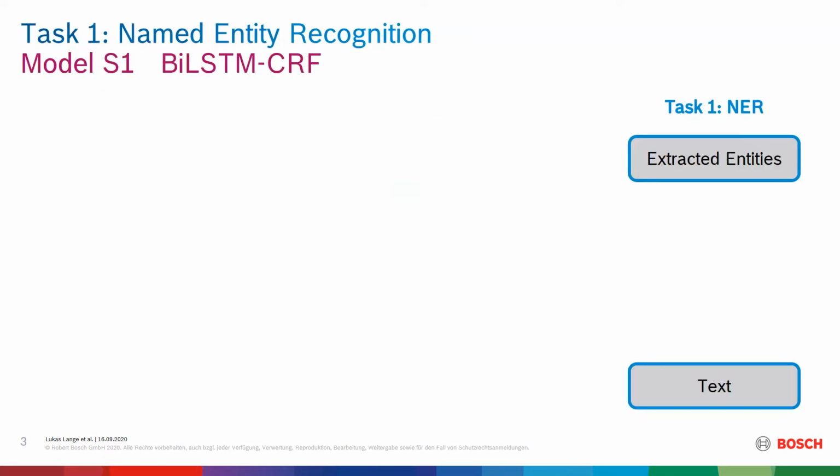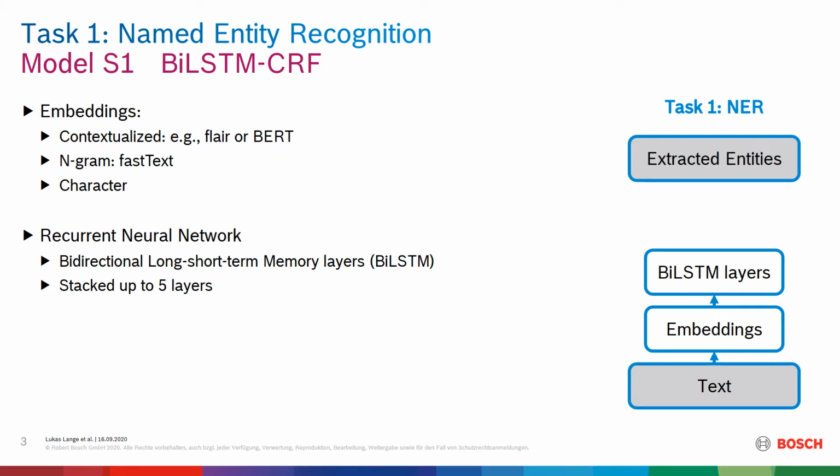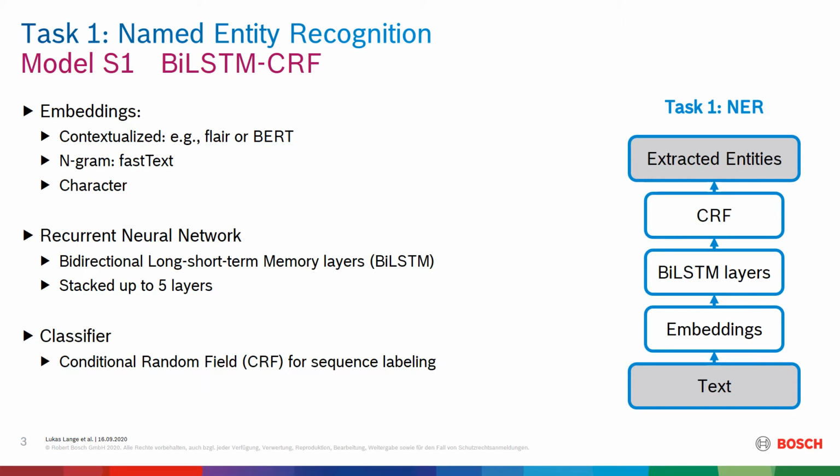Let's start with the first subtask, named entity recognition. For this, we use recurrent neural networks, where the first layer is typically an embedding layer. In our submission, we use a set of multiple embeddings, including contextualized embeddings like FLAIR and BERT, but also fastText and character embeddings. The embedded input representation is then processed by the recurrent neural network, and for this we use multiple stacked bi-LSTM layers with a stacking of up to 5 layers.